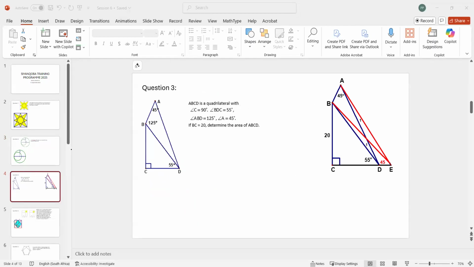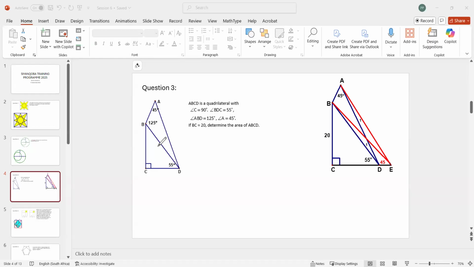Okay, now here, you are given ABCD is a quadrilateral, ABCD. Angle C is 90. This angle here is 45 degrees. This angle is 125. Now that's not very nice. 125, we don't know much about it. And this is 55.